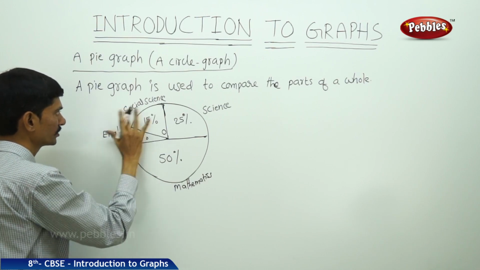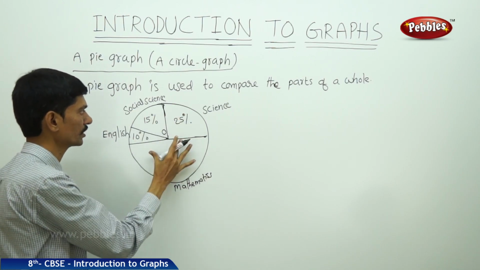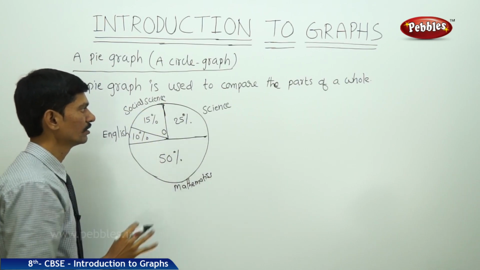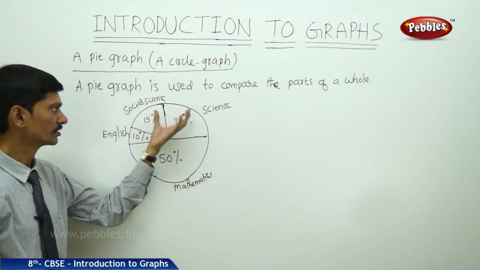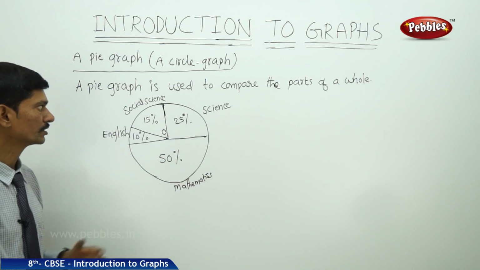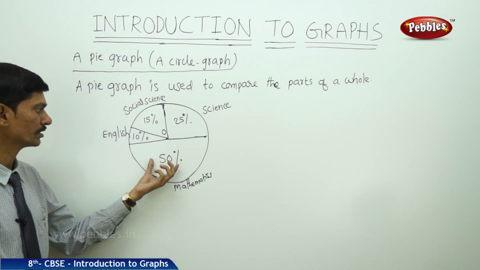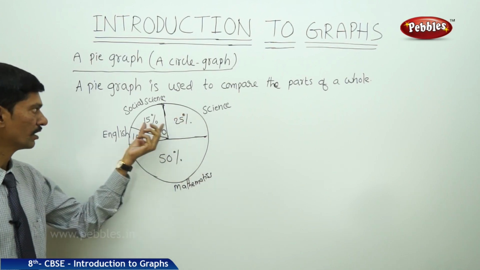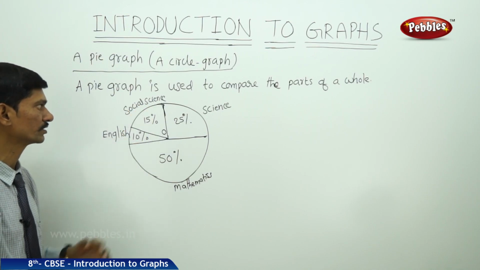So here the comparison of different subjects is shown in the form of sectors. These sectors are the parts of a whole circle. In a pie graph or circle graph, a circle is divided into different sectors to show the different categories of the given data. So here 50% like mathematics, 25% of the students like science, 15% like social studies, and 10% like English.